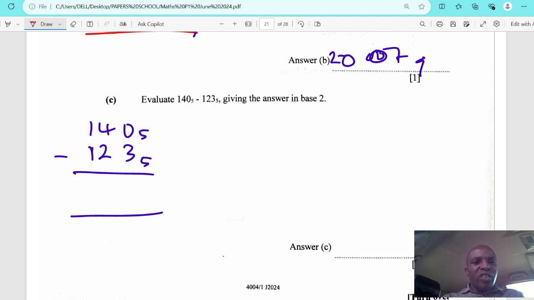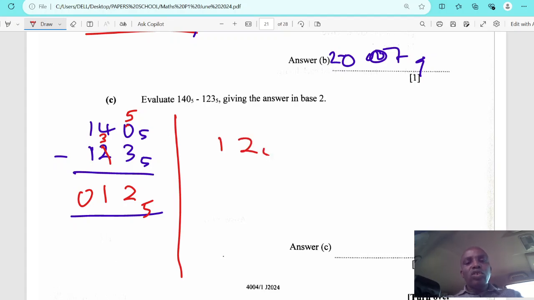Right. So first you say 0 minus 3, it can't. You carry the base. Base is 5. You carry 5 here. Then you add here. You say 5 plus 0, then minus 3 is 2 here. Then 4 minus 3 is 1. 1 minus 1 is 0. So it says 12 base 5. Now convert this one to base 10.